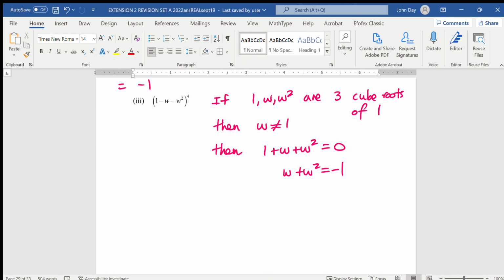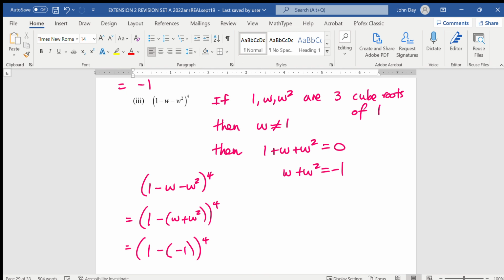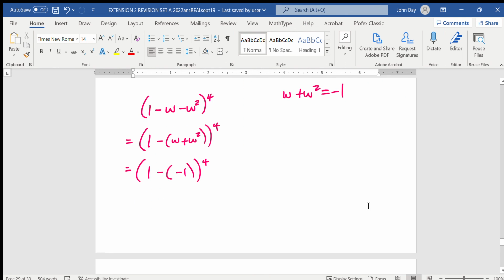So what are we going to do? We're going to try and get w and w squared out of this thing. 1 minus w squared. Well, this is 1 minus w plus w squared, isn't it? To the 4. So it's 1 minus minus 1 to the 4. And 1 plus 1 is 2. So that's 16. Job done.